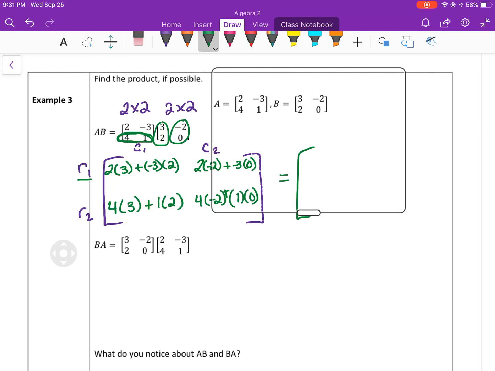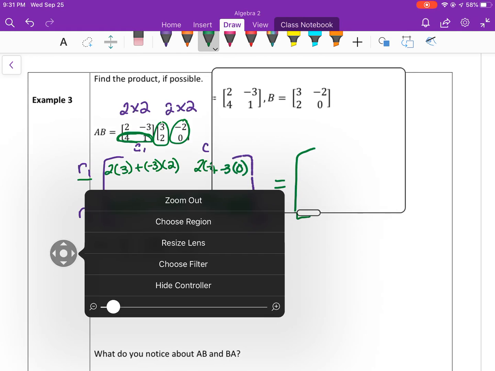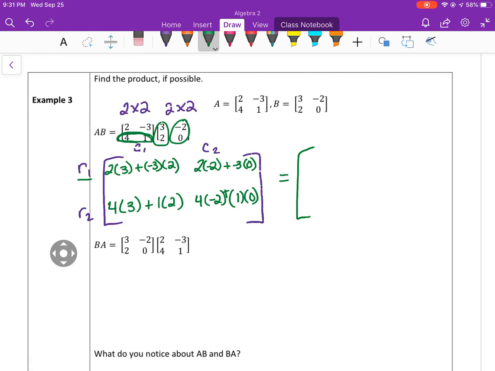So here we're going to have 6. Whoops, sorry, I got my zoom on there. Just shut that off.